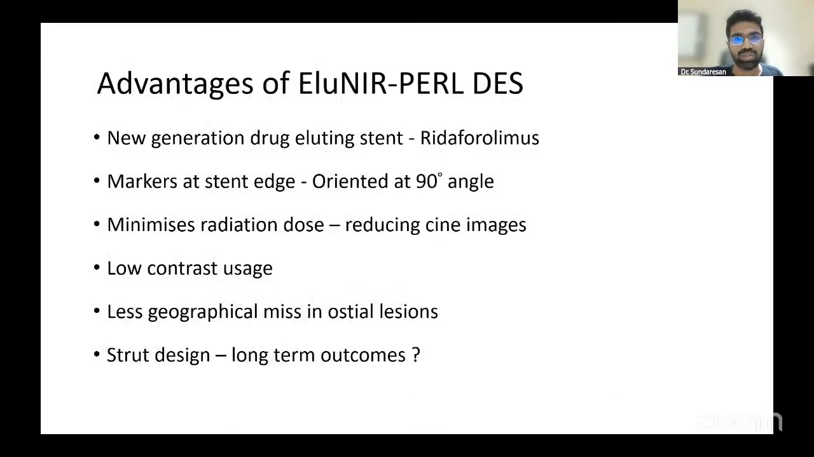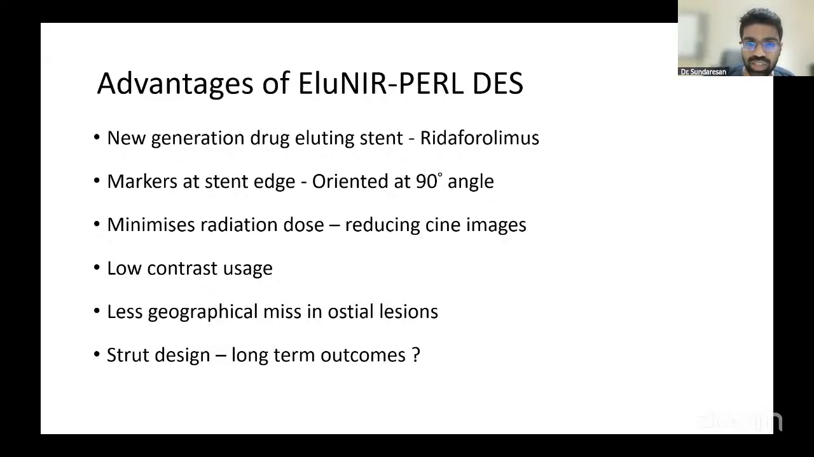So the advantages of the Alluvial Pearl drug-eluting stents that we have observed so far in this one month were that the markers at the stent edges are a great advantage. Two, as mentioned by the previous speaker, the two markers are oriented at a 90-degree angle. So at whatever position of the C-arm, we were able to identify both the markers, and there was no overlapping.